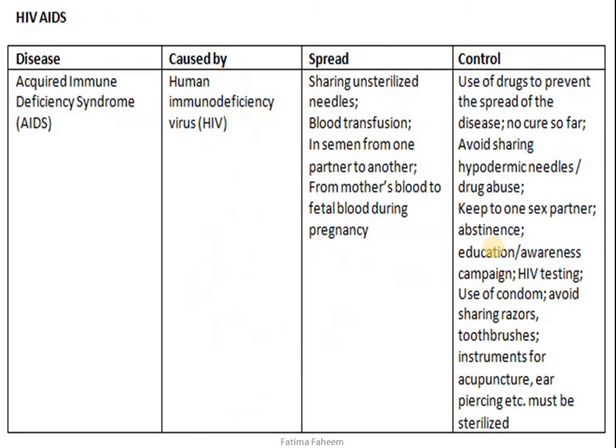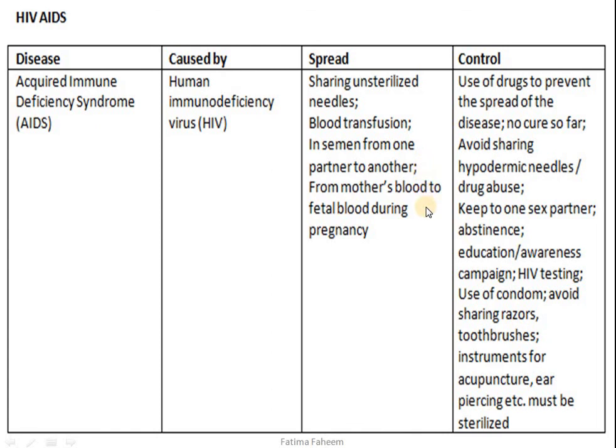The next disease, which is sexually transmitted, is acquired immune deficiency syndrome. We call it AIDS, which is caused by a virus called human immunodeficiency virus. It is spread or transmitted through the use of unsterile needles, blood transfusion, and through semen from one partner to another, and from mother's blood to fetal blood during pregnancy.